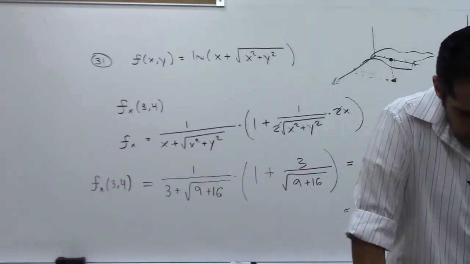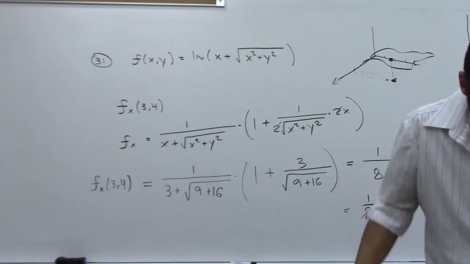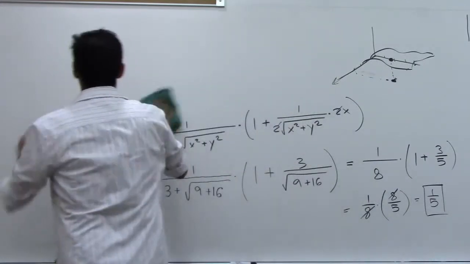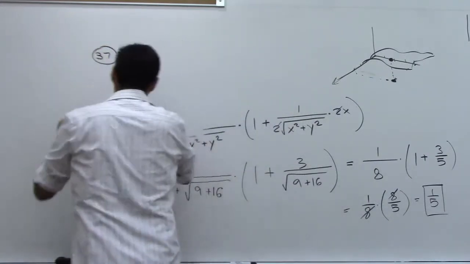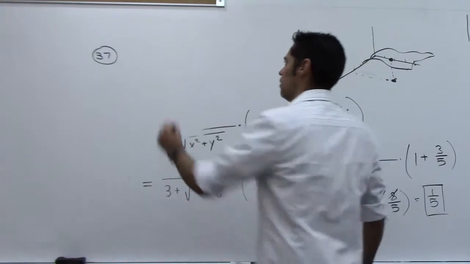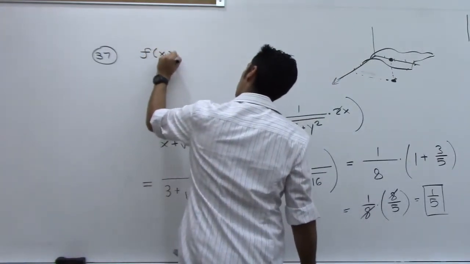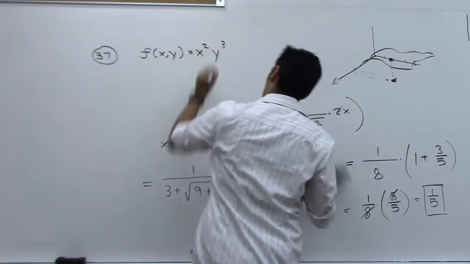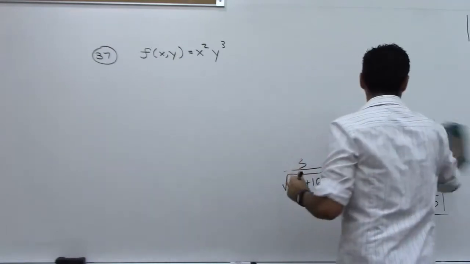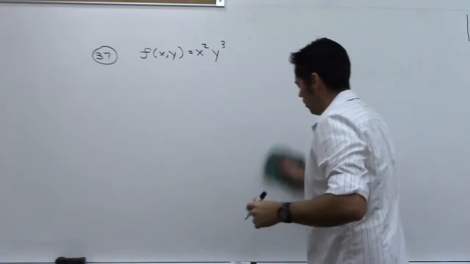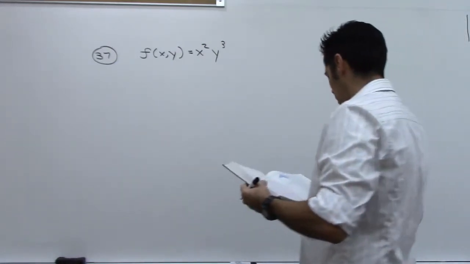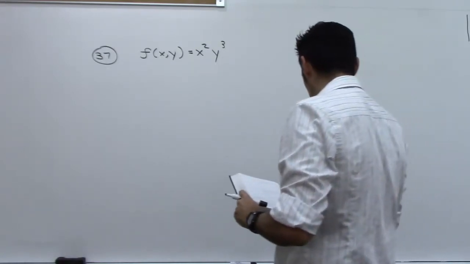All right, 37. Now 37 asks you to use a calculator or graphing utility. I don't really necessarily want you to do that. F of x, y is x squared y cubed. It wants you to find a couple of things here, and that's what I want you to do. I don't really want you to worry about the graphing, although I invite you to go to Wolfram Alpha and try and take a look at them.